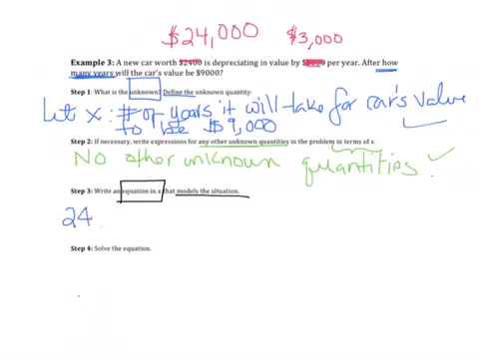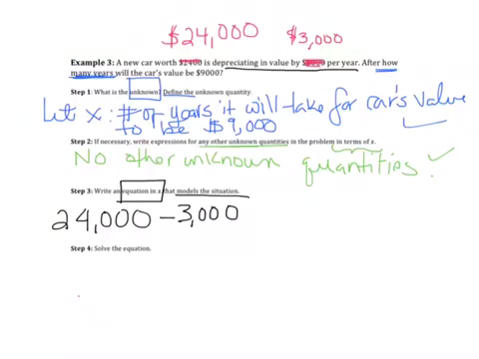Oh, I guess I'll stick with, okay, I'm going to erase that. I want to do black. Okay, it is $24,000, right? And then it's depreciating in value every year. Every year it's losing $3,000. So minus $3,000, right? Every what? Every year.